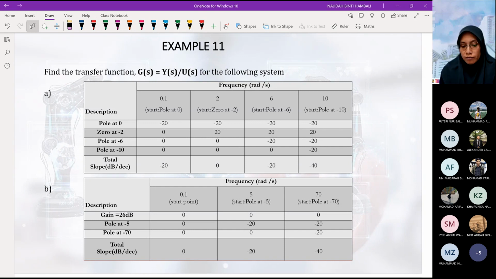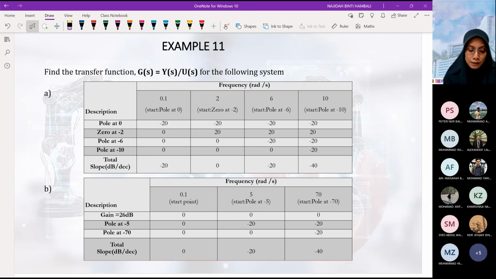This one you are given, ni macam tak related sangat dengan state space. This one you are given this information of the Bode table. Yang ni kalau untuk soalan frekuensi response sesuai. Saya pun tak tahu kenapa example ni ada dalam ni. Tak apa, kita analyze ya.